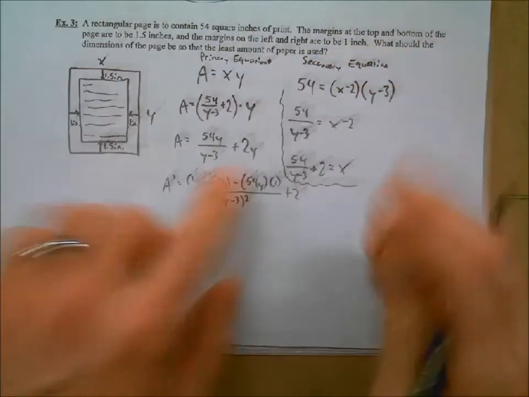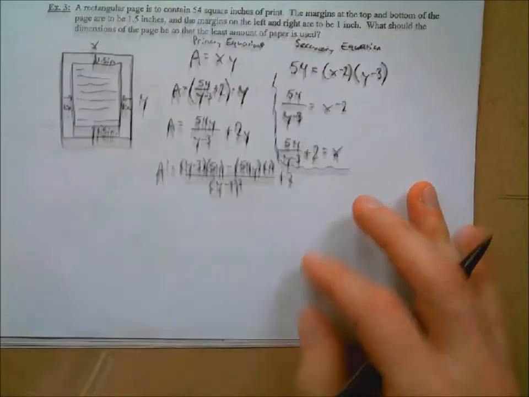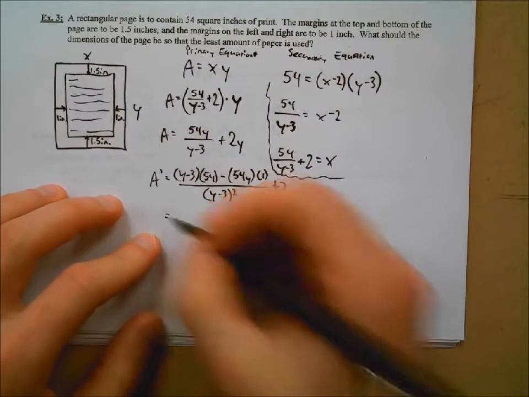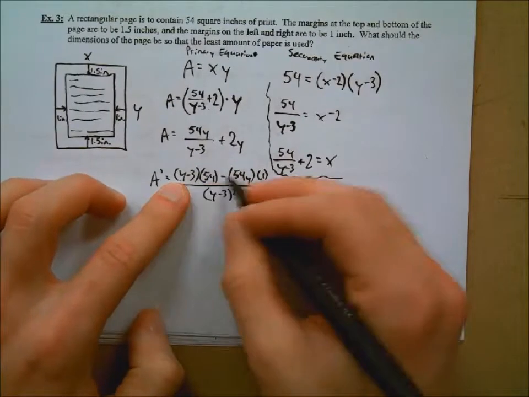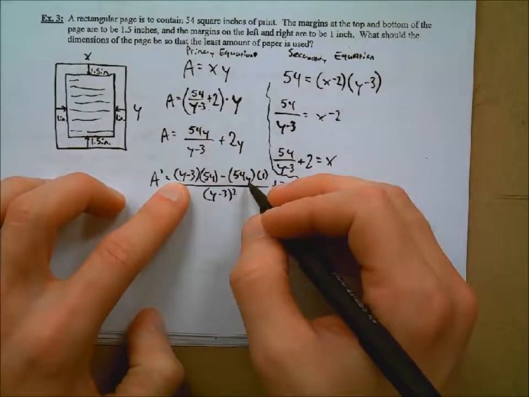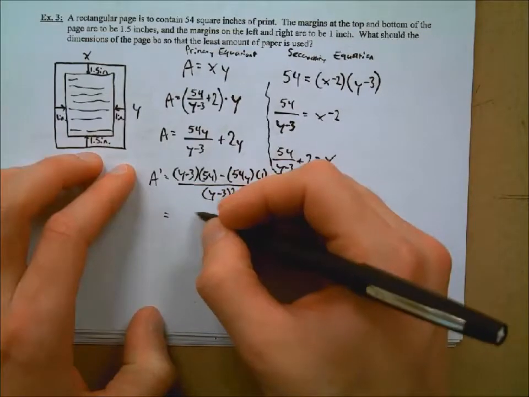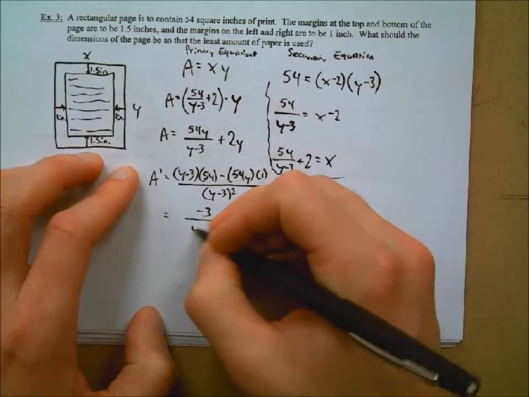Don't forget to take the derivative of 2y there. It's 2, right? There's a plus 2 at the end there. Okay, so we're going to have 54y, but minus 54y, so they actually cancel out. So we'll just have negative 3 on the top over y minus 3 squared.